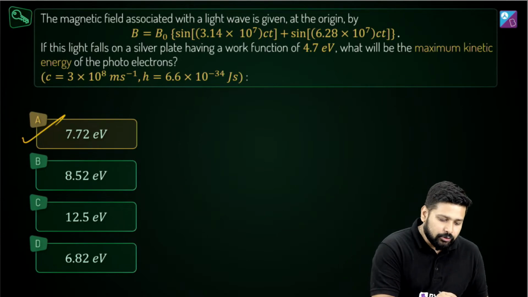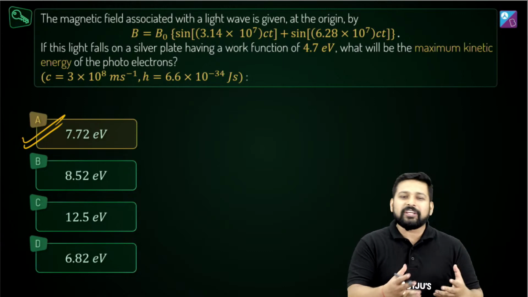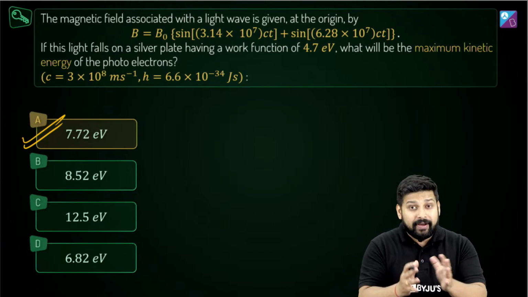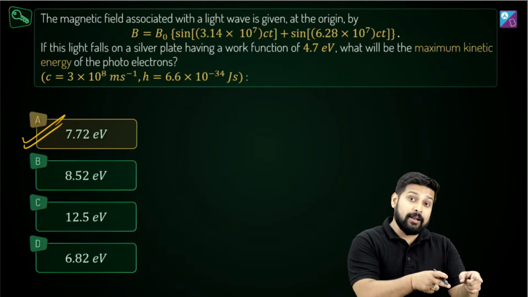Option A. Now this is also something that you need to learn. Sometimes in questions like these, you won't get exact values. So you need to take which one? The nearest value.